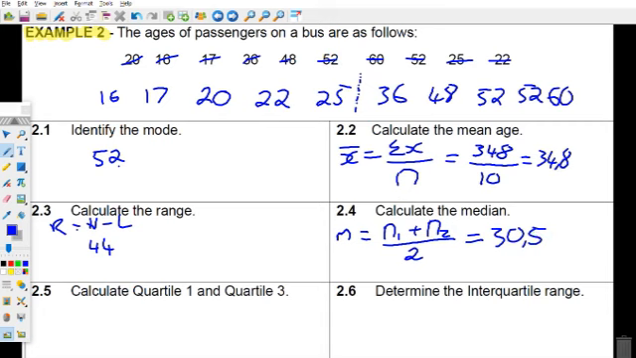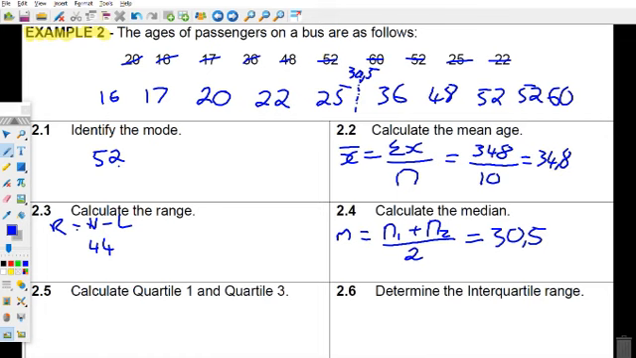Do you agree 30.5 doesn't occur in that number set? Okay, it's sitting in a little magical space land, 30.5 over there. Do you agree it's not part of my set? It's just a representation of what the middle is. Okay, so our Q2 is 30.5. Now let's find our Q1 and Q3.